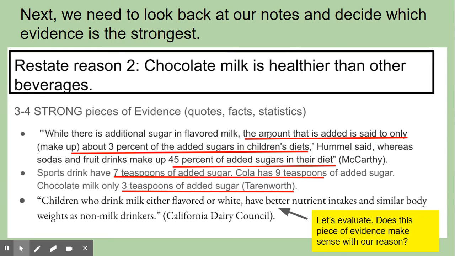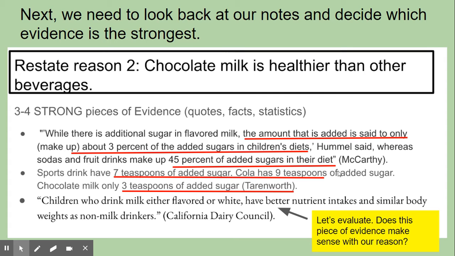All right, so I don't need to use this whole quote because that would be a lot, but I can pick out the most important parts. So I think the most important part here is that the amount that is added is said to only make up about 3% of the added sugars in children's diets. And the other important part that I underlined is that sodas and fruit drinks make up 45% of added sugars in their diet.